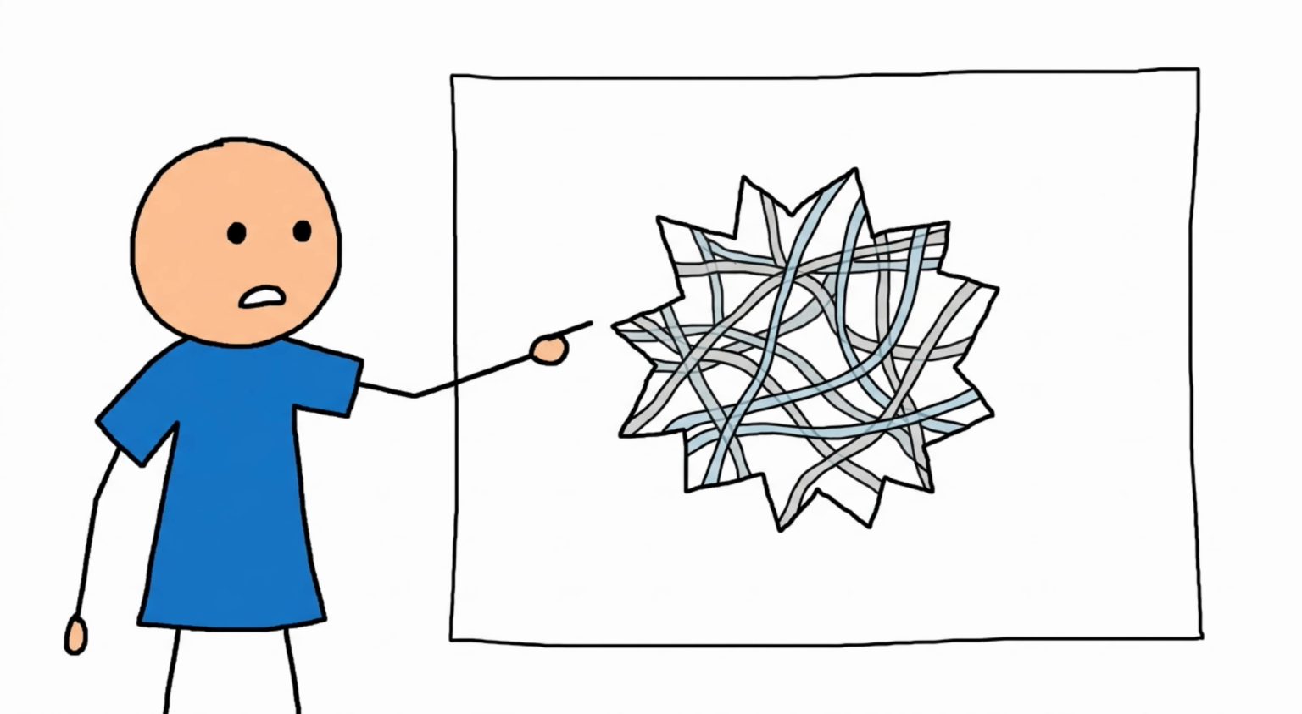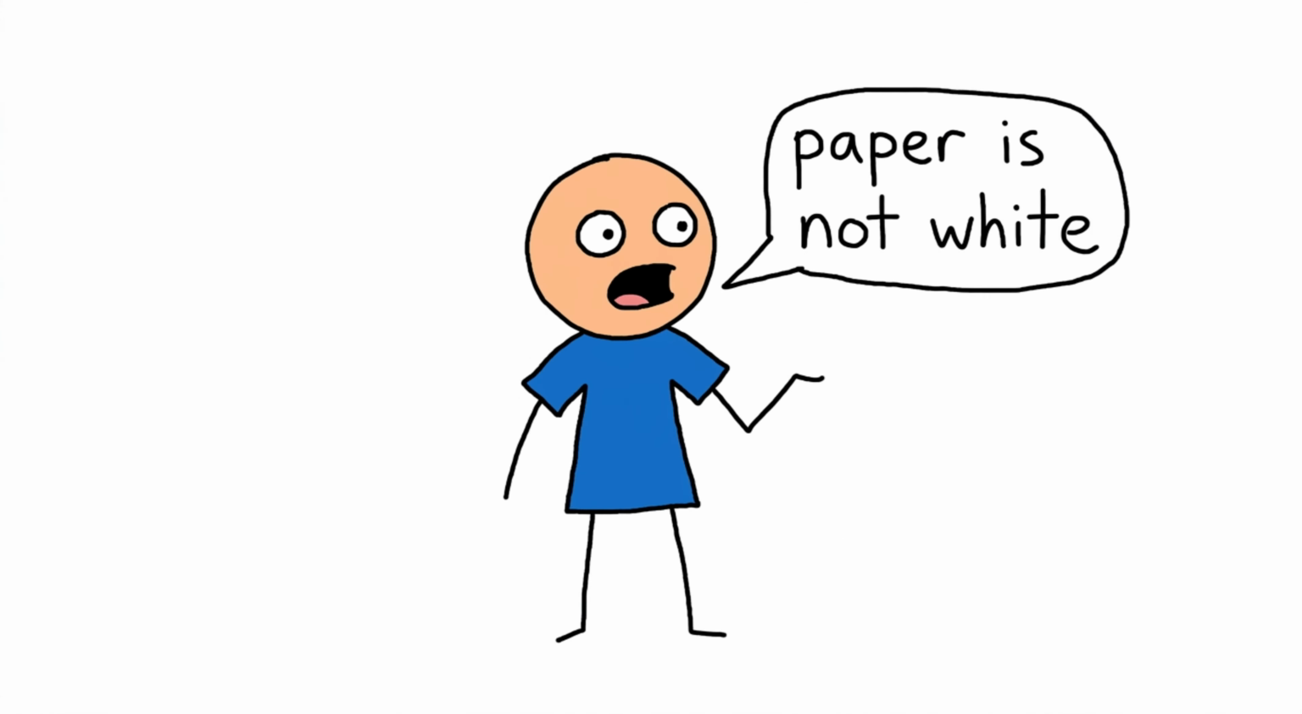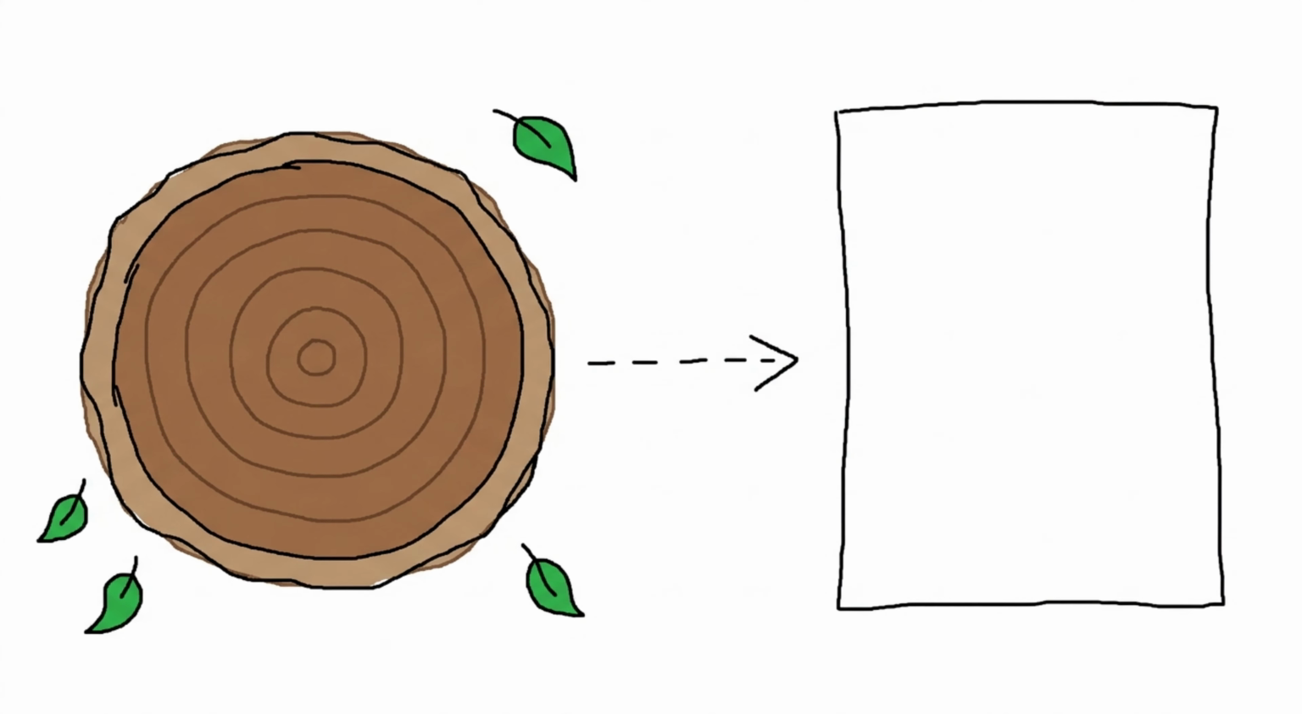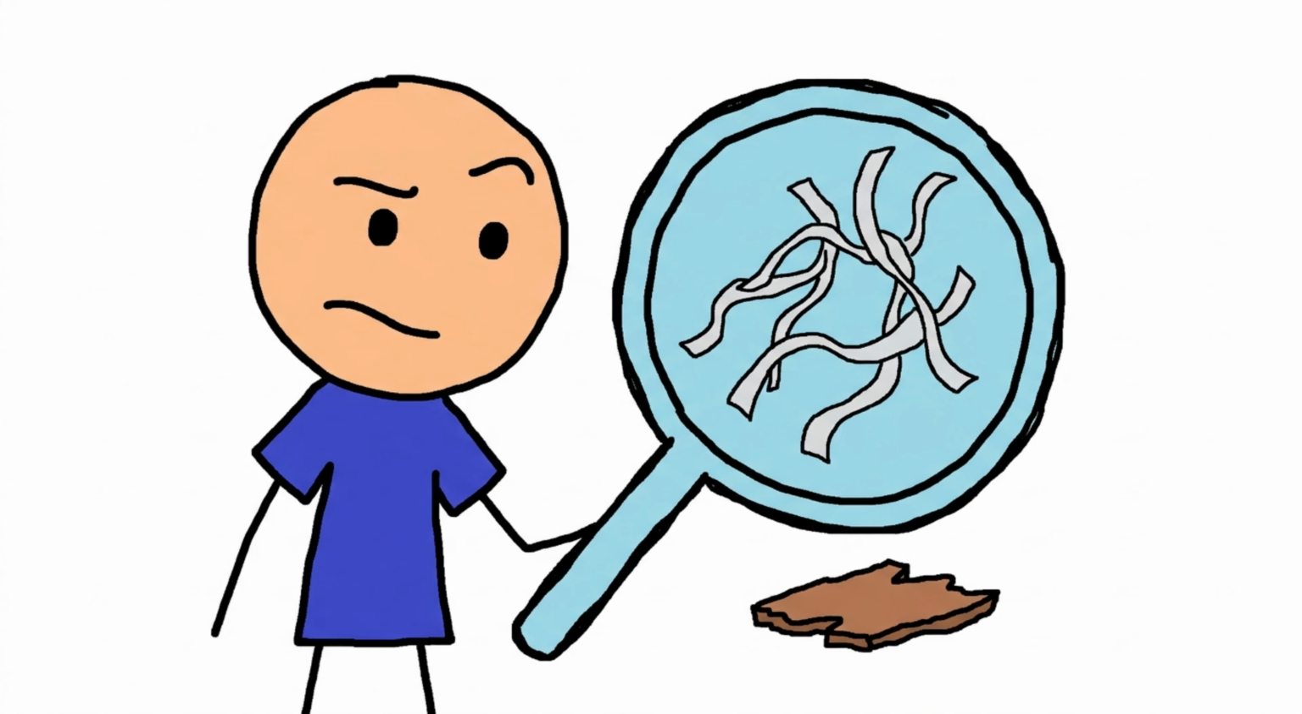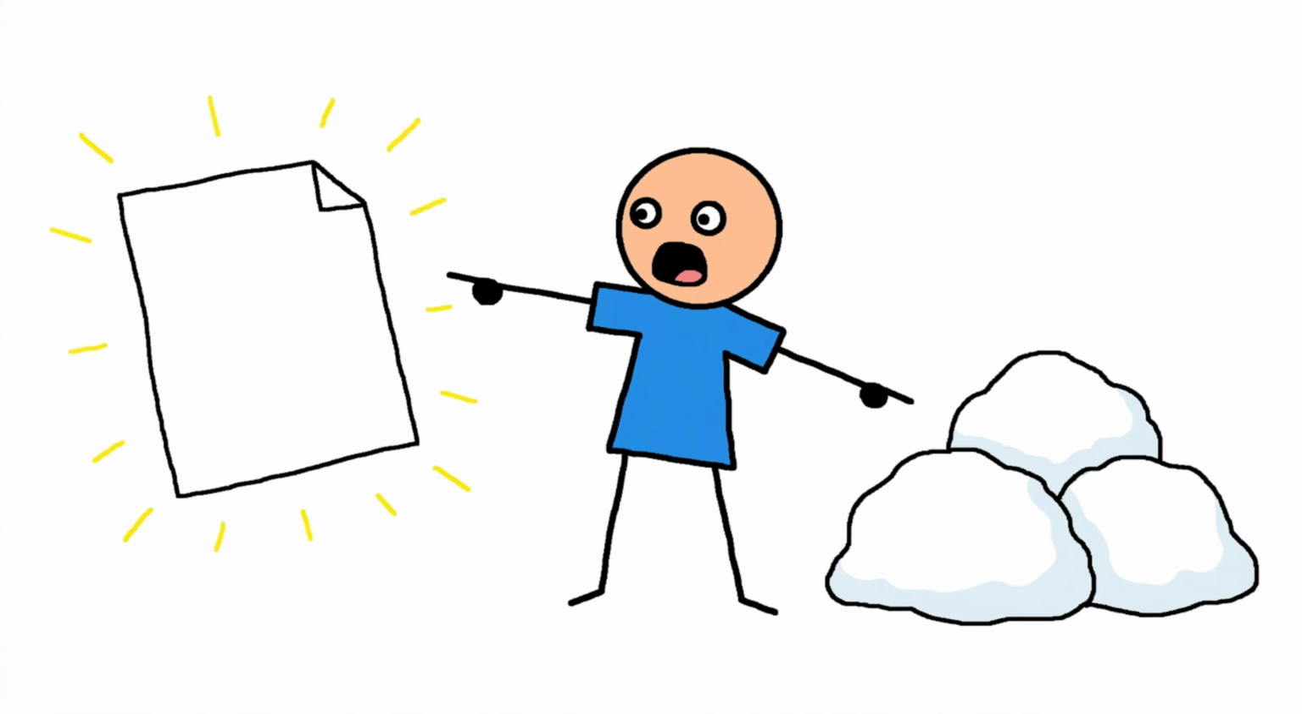Paper is not white. Say that out loud. It sounds insane. Paper comes from trees, and trees are brown. The wood fibers inside are nearly colorless. Somehow the finished sheet ends up brighter than fresh snow.